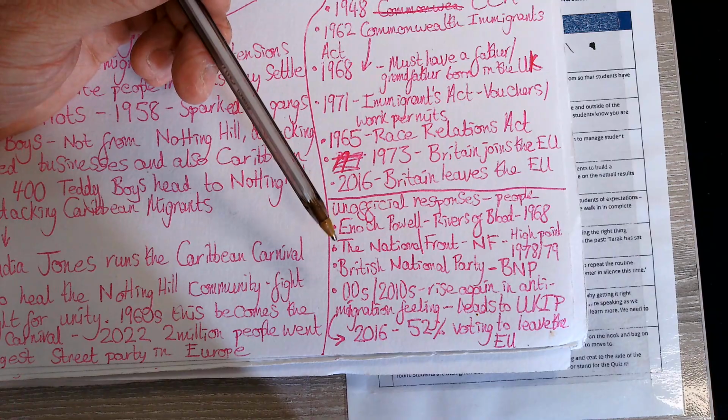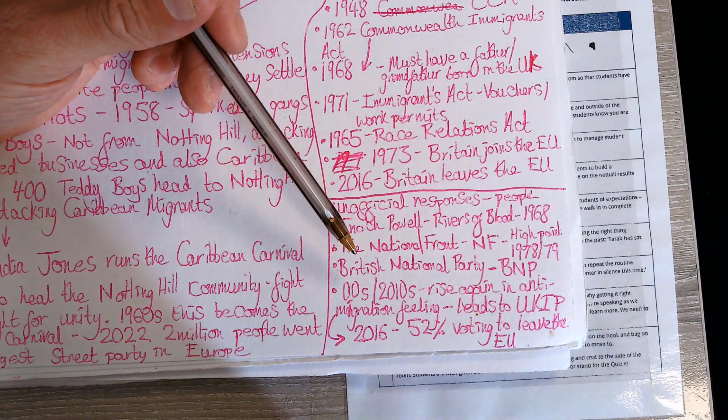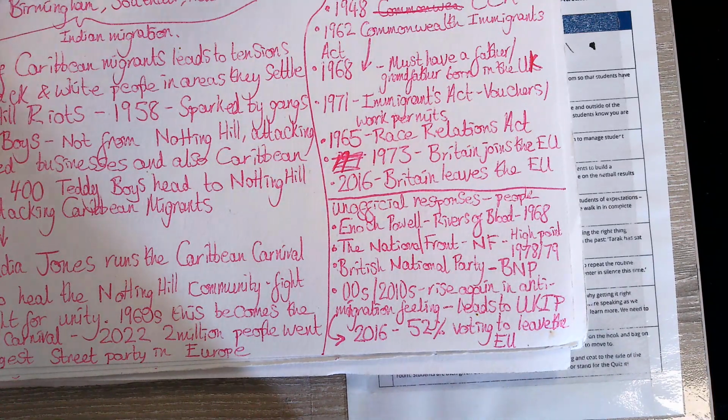The wonderful historian David Olusoga, for example, talks about his, I think his father's Nigerian and his mother is British, so he's mixed race.